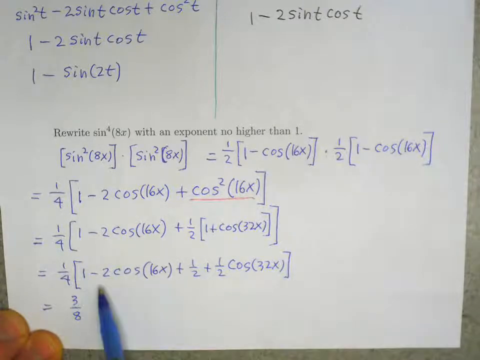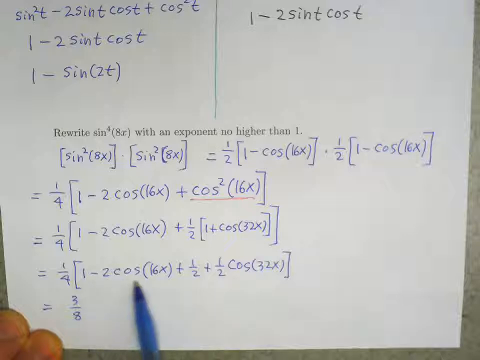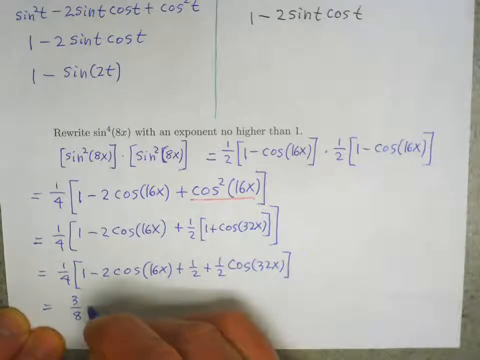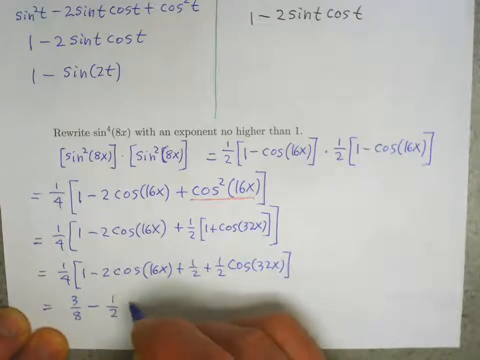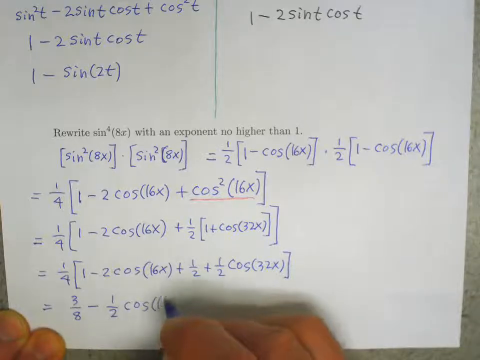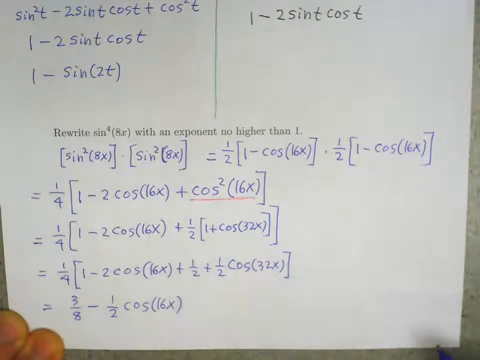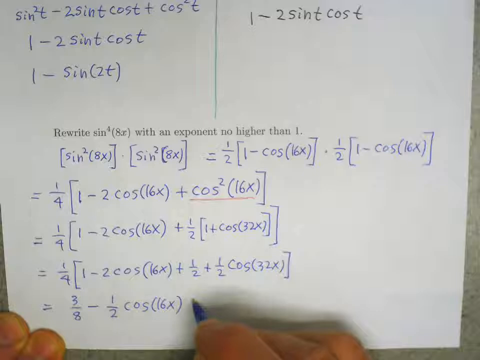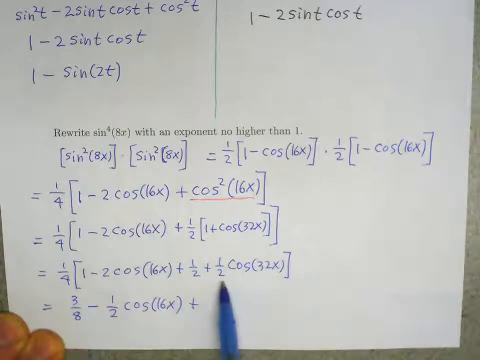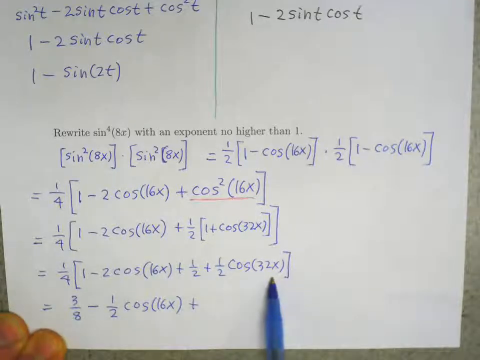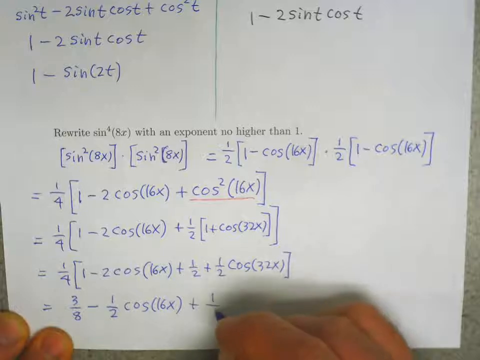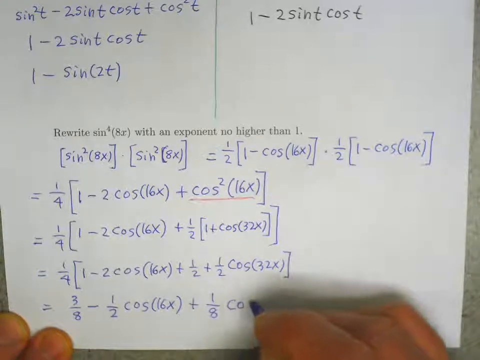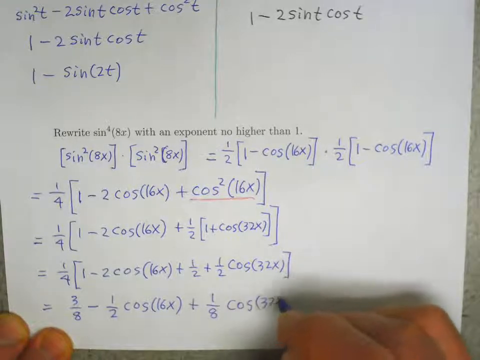And then 1/4 times negative 2 cosine of 16x. So we get minus 1/2 cosine of 16x. And finally, 1/4 times 1/2 times cosine of 32x is plus 1/8 times cosine of 32x.